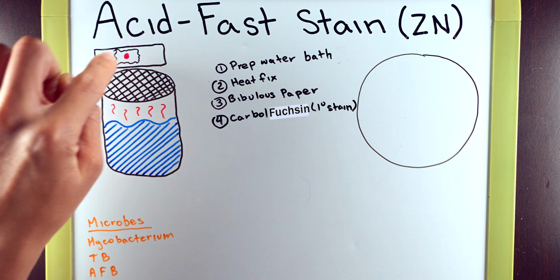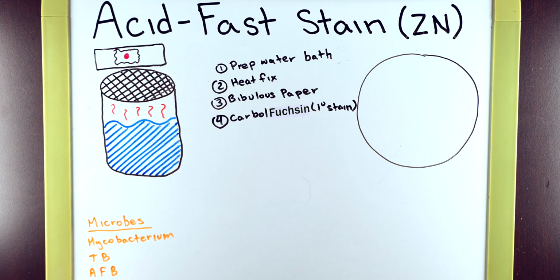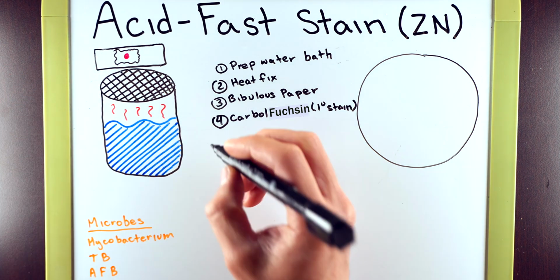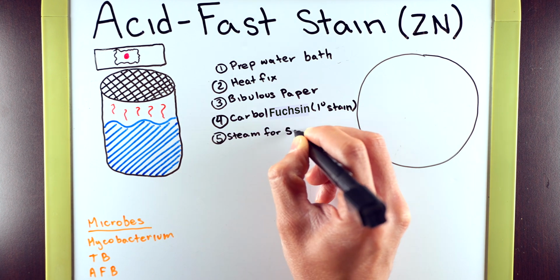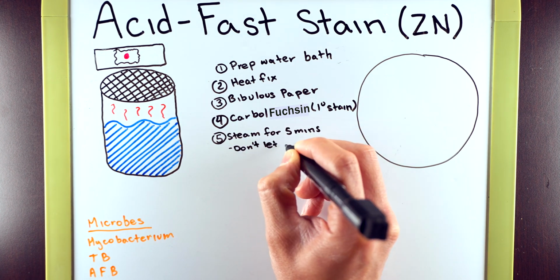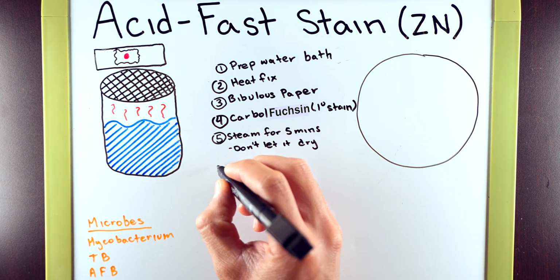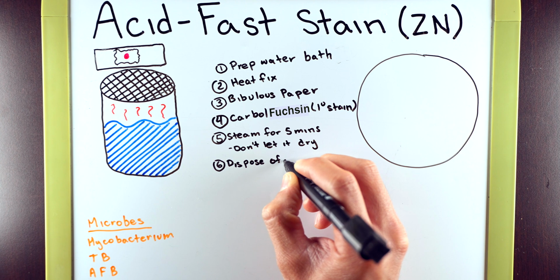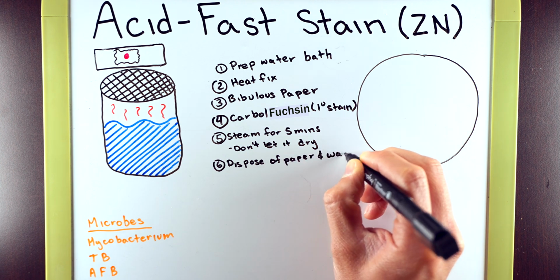And if the bibulous paper ever runs dry, you just add a few more drops of carbol fuchsin. Never let this run dry. It can go anywhere from soaking wet to damp, but you never want it to dry out. As soon as that 5 minutes is up, go ahead and turn off the heat, dispose of the bibulous paper, and wash the slide out.